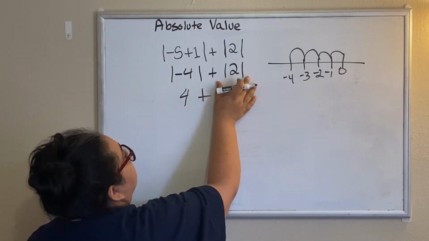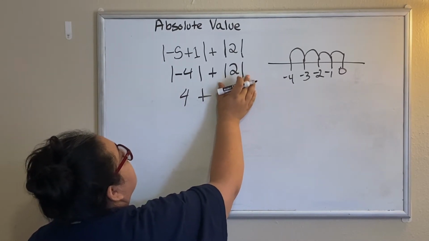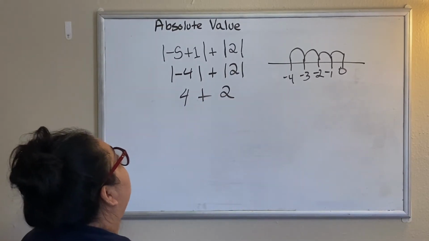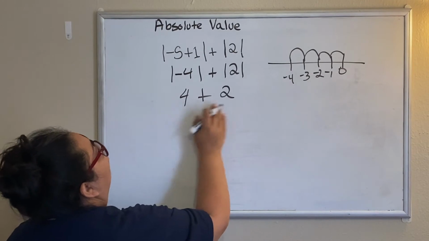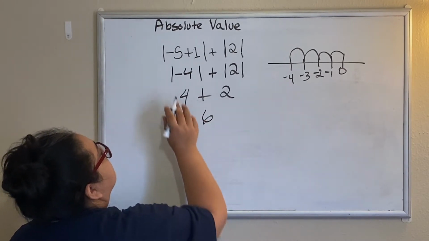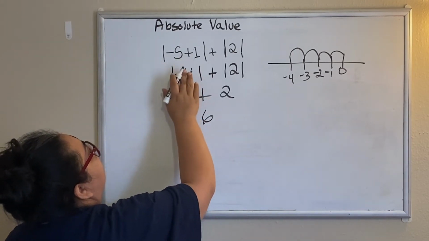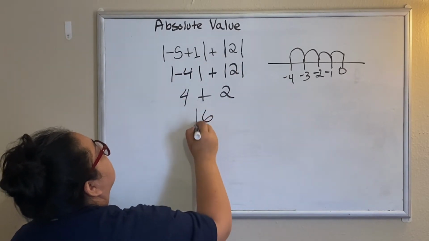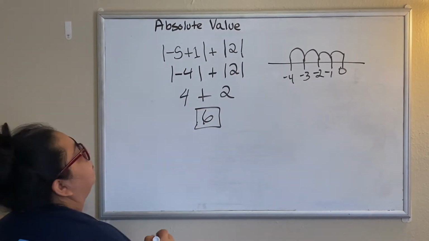Plus the absolute value of 2, well, that would be a distance of 2 from 0. And now we can go ahead and add these. 4 plus 2 is 6. So the absolute value of -5 plus 1 plus the absolute value of 2 is the number 6.